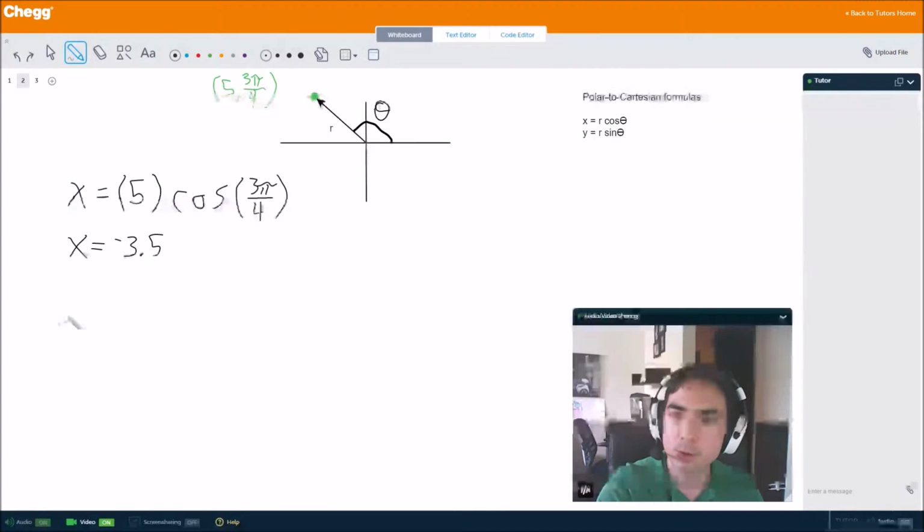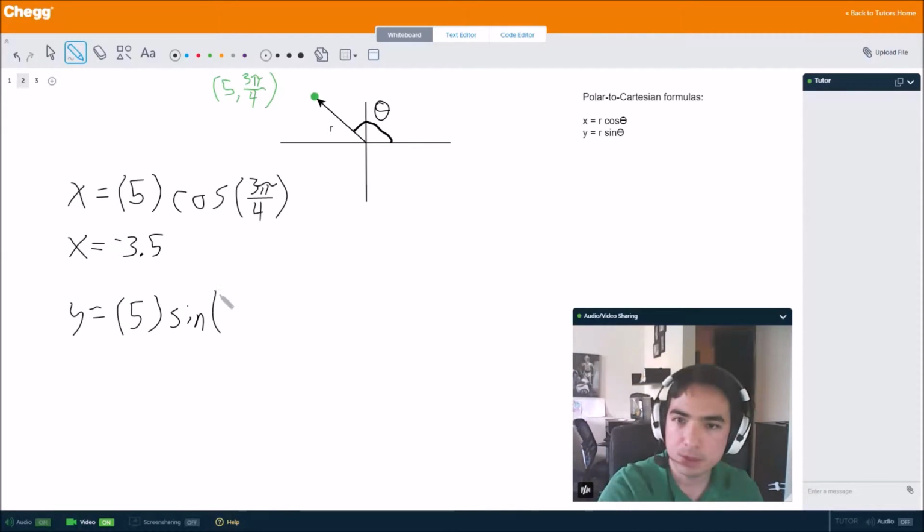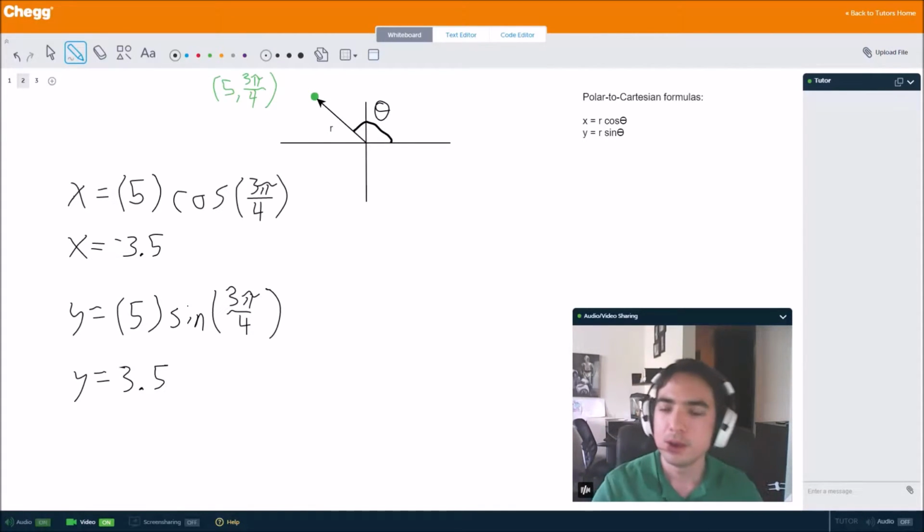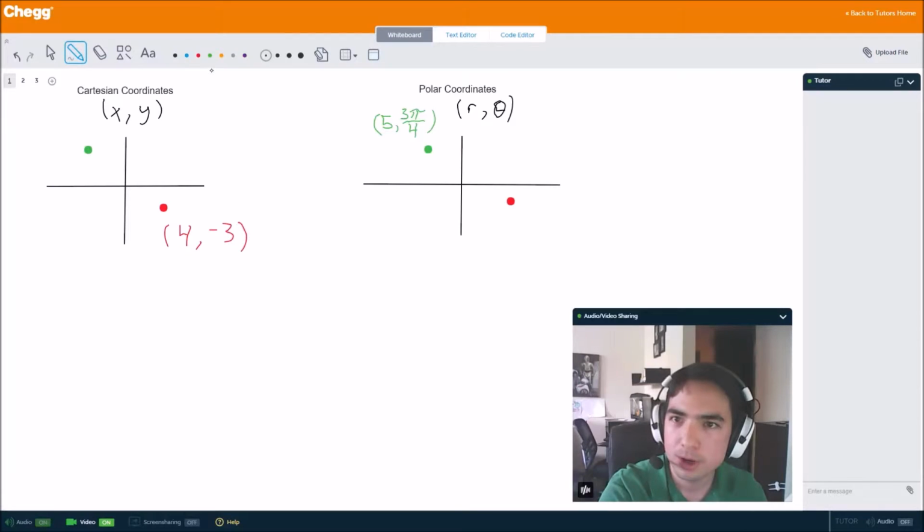Now let's do the same thing for y. We have y equals 5 times sine of the same angle, 3 pi over 4. Plug that into your calculator, and you'll get y equals, again, about 3.5. This time it's positive. You can see that on the graph. So that's it. And we can go plug that in to our plot over here. We have that this point, expressed in Cartesian coordinates, is negative 3.5, positive 3.5.